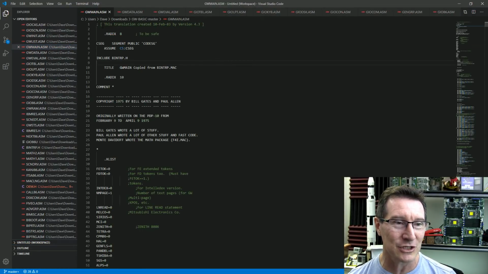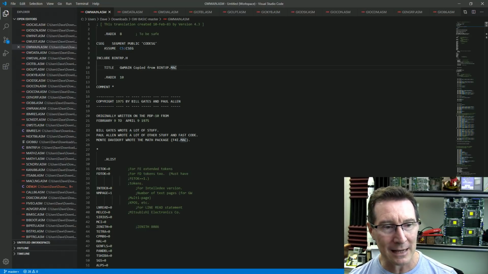Here it is. This translation was created 10th of February 1983, version 4. That's what they were talking about. Radix 8, to be safe, I have no idea. Segment public, include bin trap, I assume that is a .h, GW main copied from .mac.